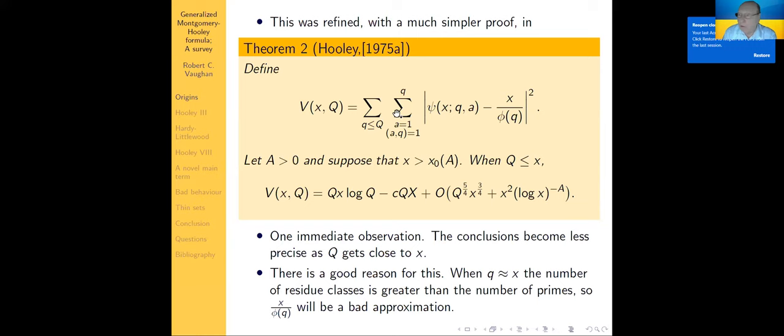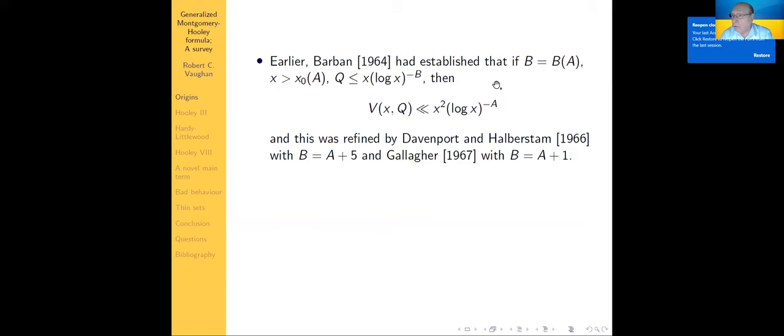But as capital Q grows towards X, you can see that you get this diminution in quality of the result as a consequence. Okay, so those are things which will come up later in the talk. There was, of course, earlier work by Barban and then Davenport and Halberstam and by Patrick Gallagher, getting upper bounds for V of X and Q. And it was closely connected, of course, with the large sieve.